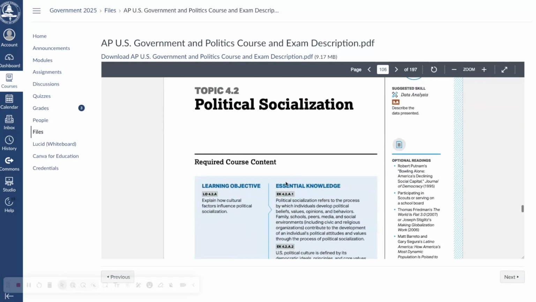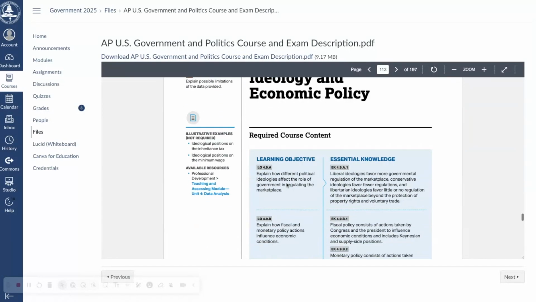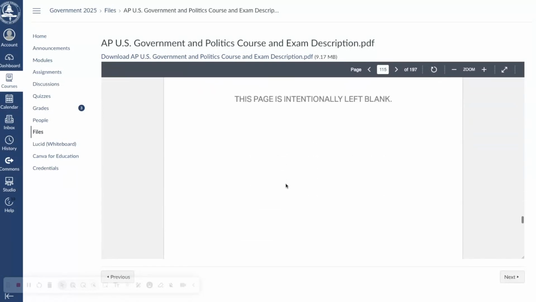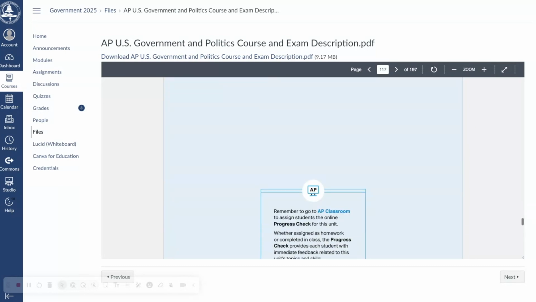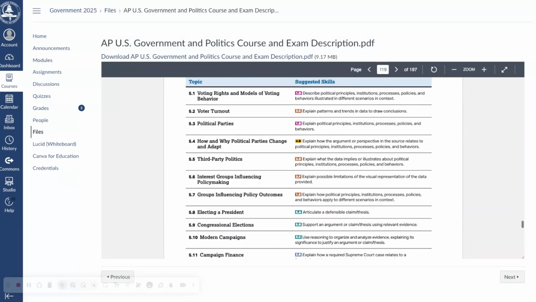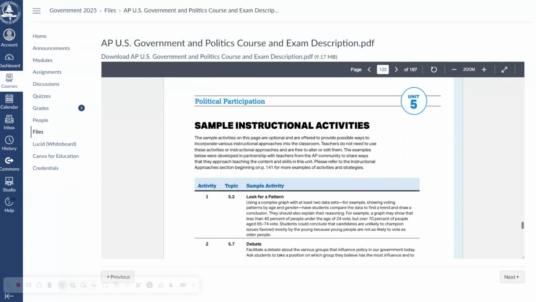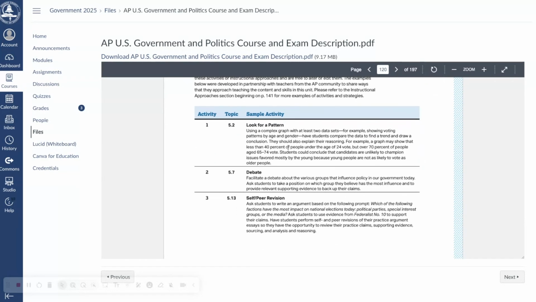Now I'm going to go to unit number 5 here. When I go to unit number 5, in addition to the topics, there are more strategies. This unit is on political participation. As I go down here once again, this is the unit at a glance, with more sample instructional activities. Other strategies could include looking for a pattern. If you look at a graph, what do you see? What are some patterns that you see? This could be a good practice.